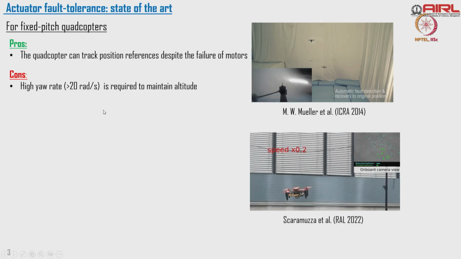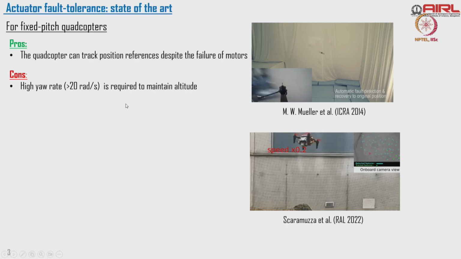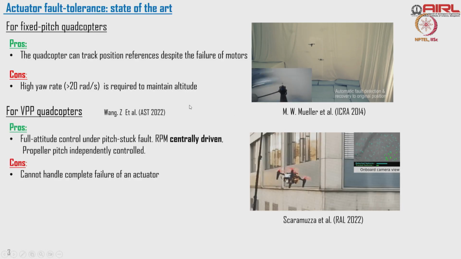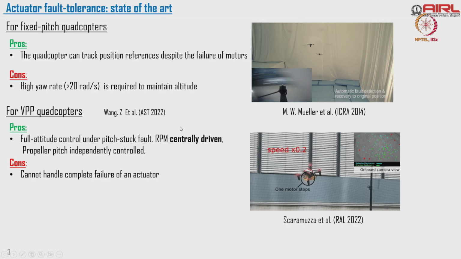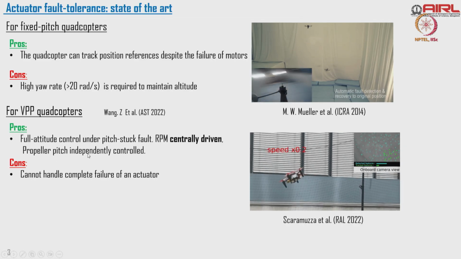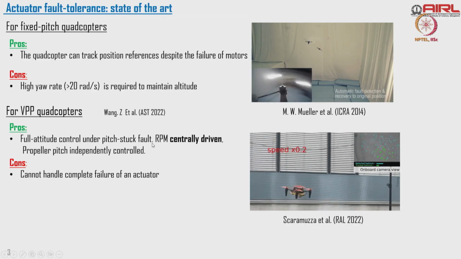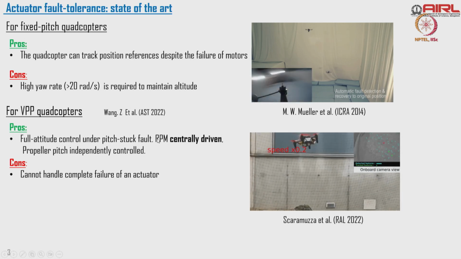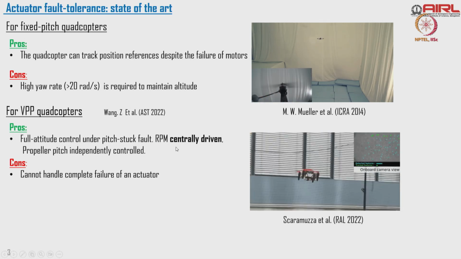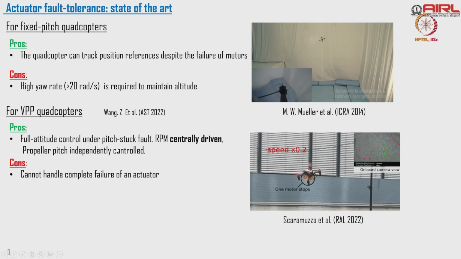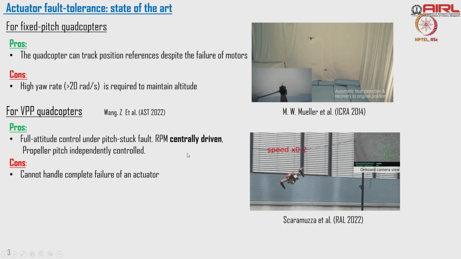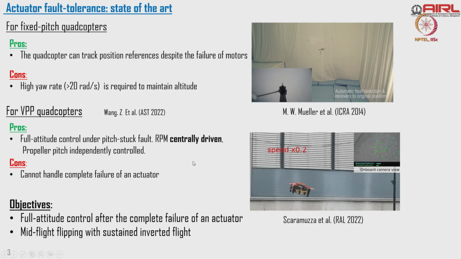The yaw rates will be something like 20 radians per second, sometimes much higher than that. The advantage if you use a variable pitch propeller is that I can provide full attitude control even if one of the motors is stuck, right? I can use RPM alone, and the propeller pitch can also be controlled independently, and together they can handle the actuator failure, right?